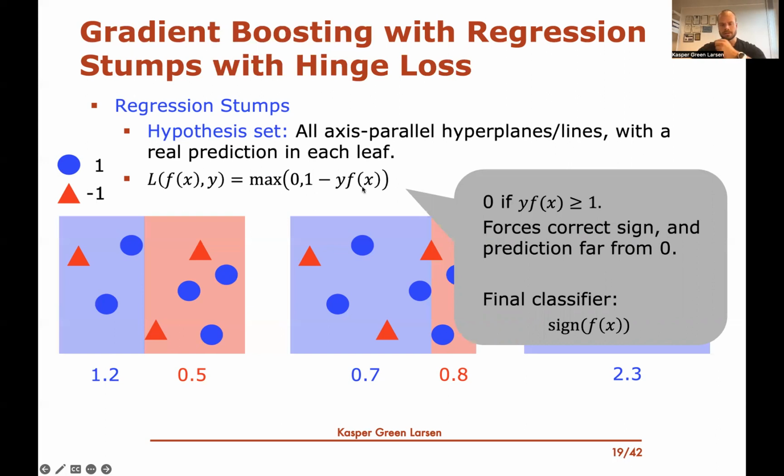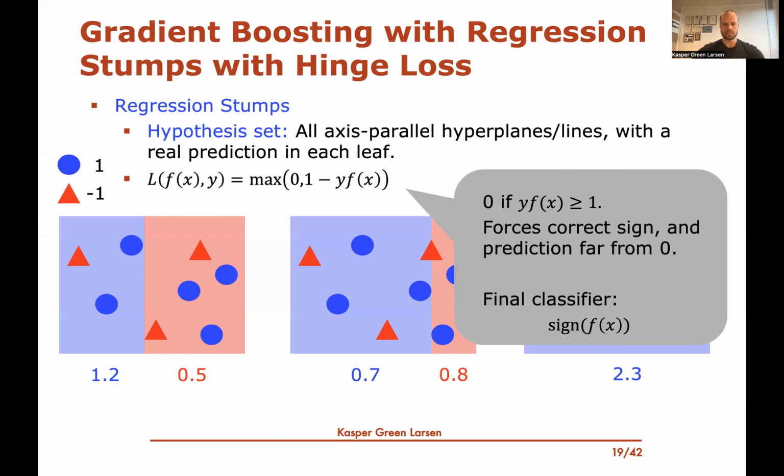And also, the interesting thing is that this forces the prediction to not be close to 0. It forces it to be pretty far away from 0. It has to be at least 1 before you don't pay anything. And then the final classifier that we're going to return at the end, once we've collected all these regression trees, is the sign of the prediction that it makes. Okay, so this is gradient boosting using regression stumps with Hinge loss.